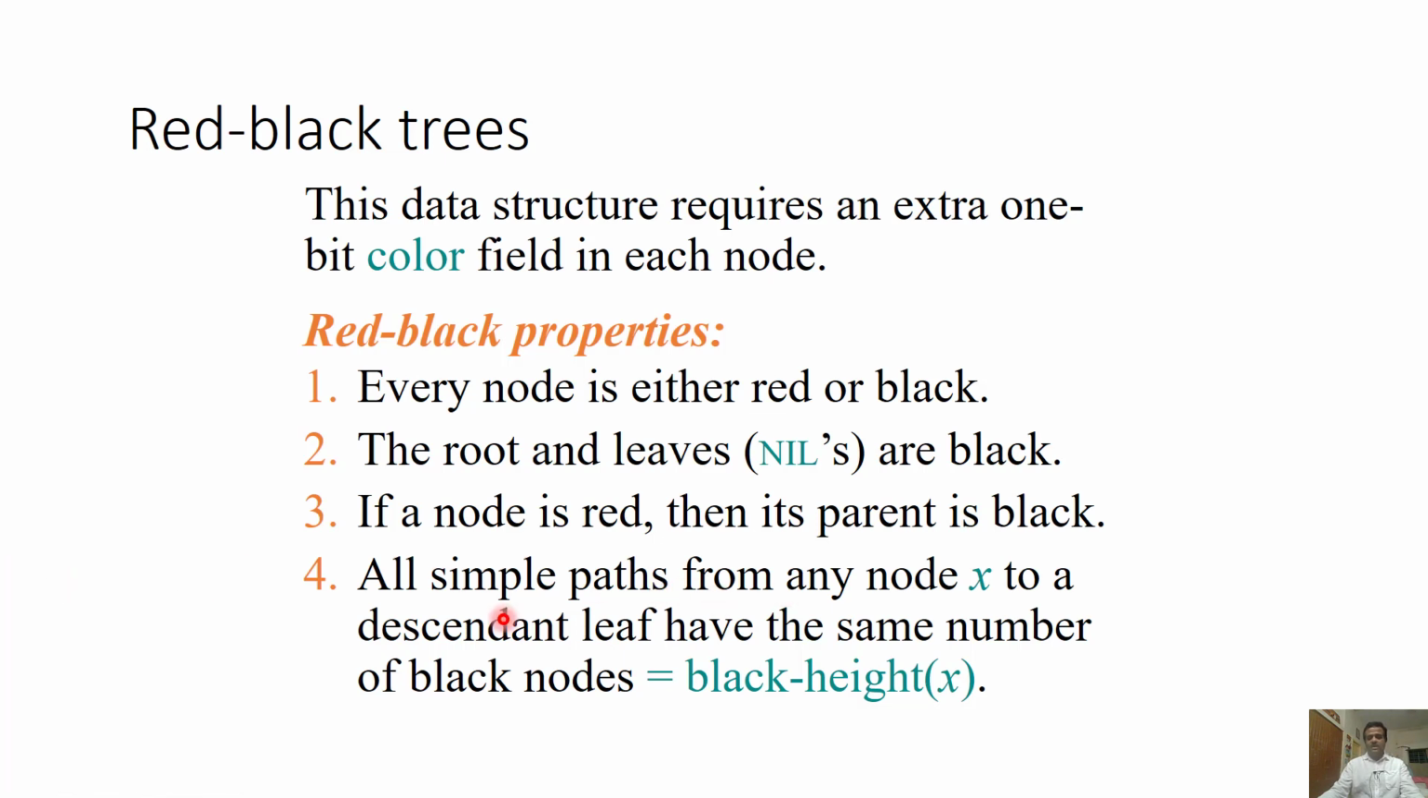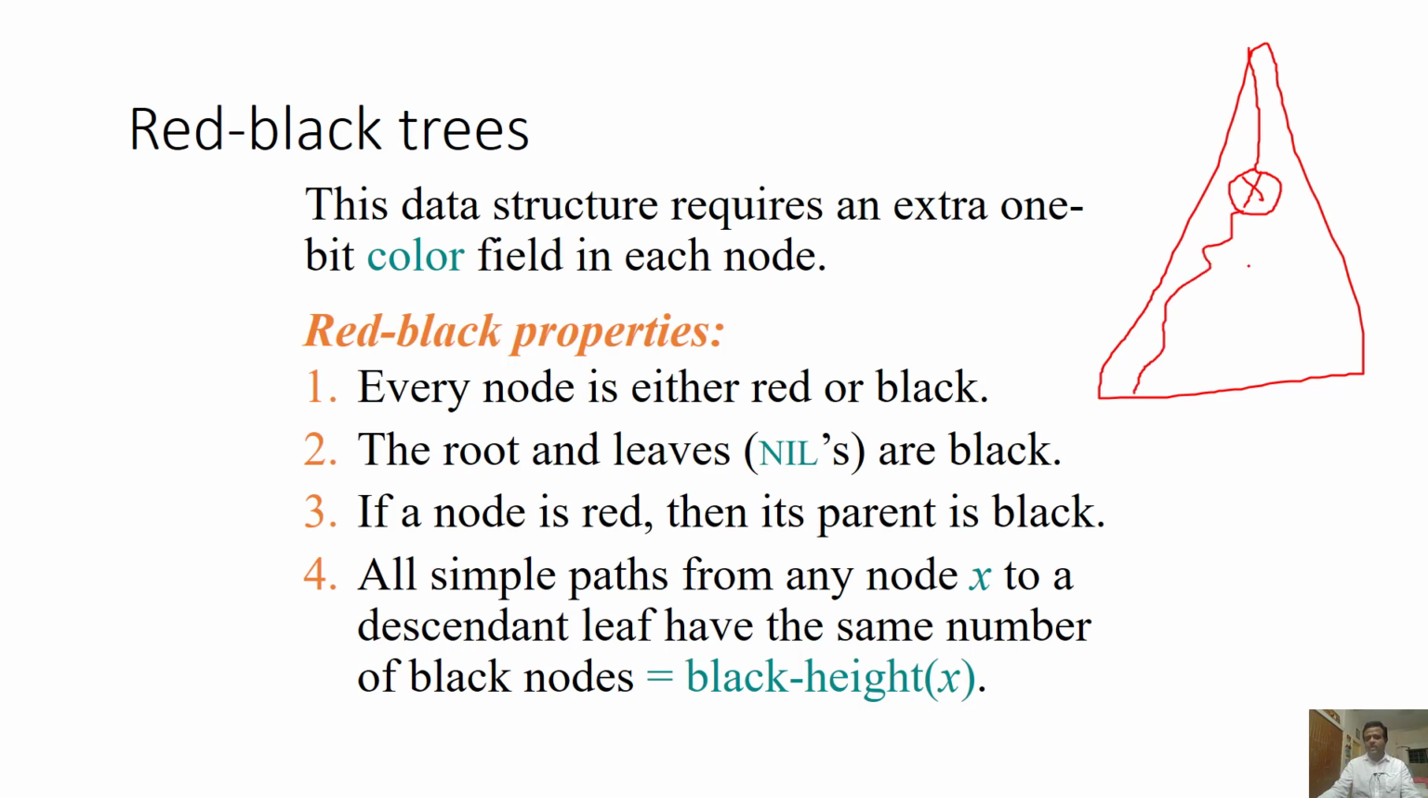And this is another property, called the black height property. This is true for every node. We have this tree over here. Now, consider a node x anywhere. From this node, consider all the simple paths from this node to the leaf. Simple path means we are not going this way, no cycle like this. So, a direct path from this node to the leaf. There could be many paths from this node to the leaf. So, there are many paths over here.